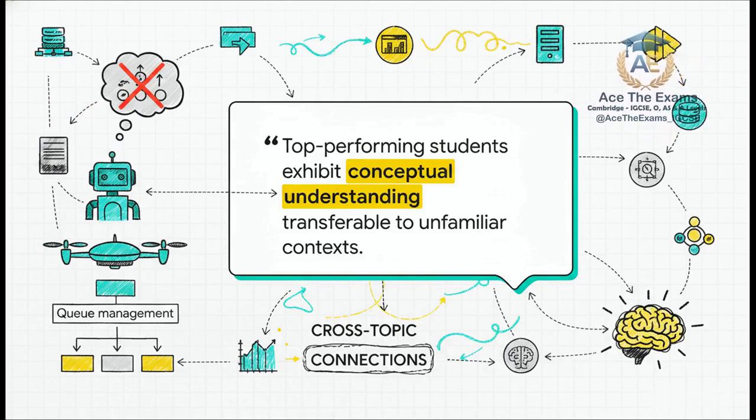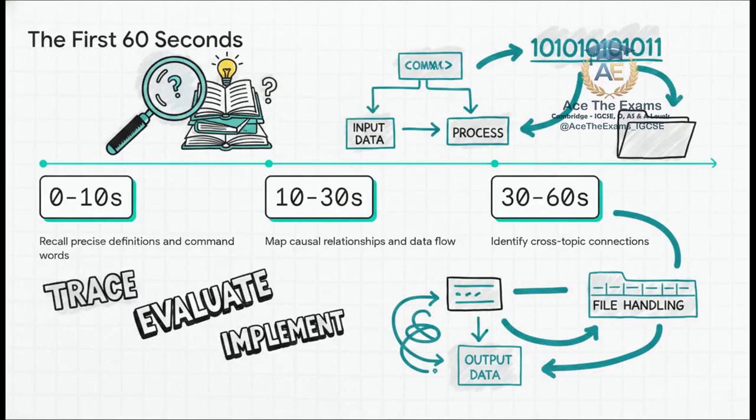Candidates who successfully reference cross-topic connections achieve significantly higher marks. That right there is the gold standard you are aiming for. So when you turn the page and face a massive, intimidating algorithm problem, this is exactly how you must allocate your first 60 seconds. This is where those split-second decisions happen.